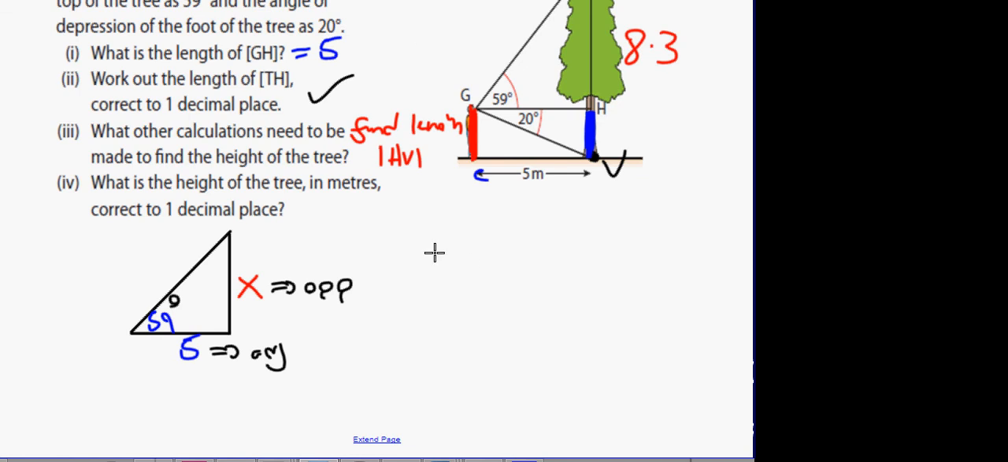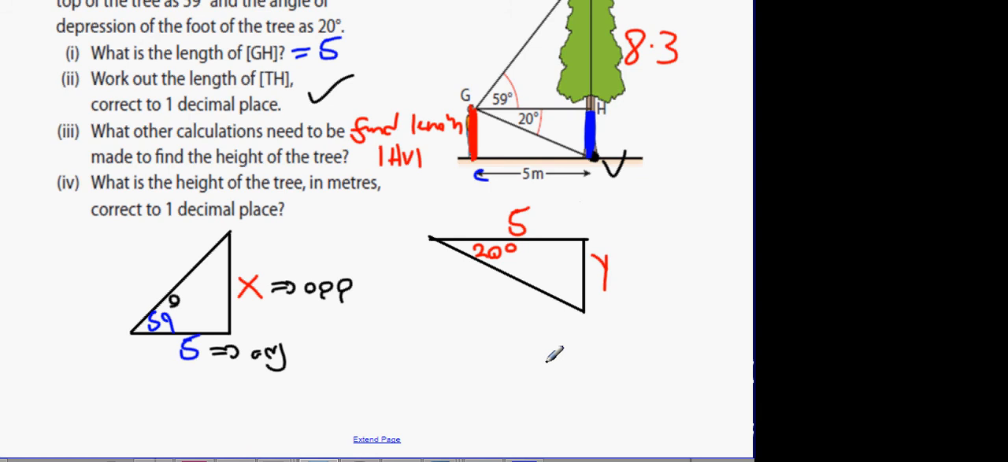Top triangle, bottom triangle? Going to use the bottom triangle. This angle here is 20 degrees. Are we expecting an answer bigger or smaller than 5 meters? It's the height of a human. What do you think it should be? Around 2 or below. Okay, so let's find out.